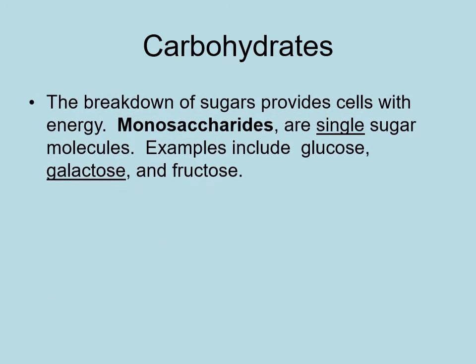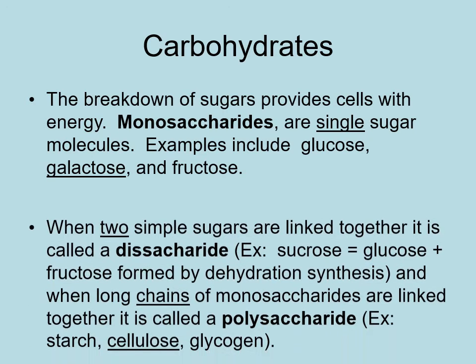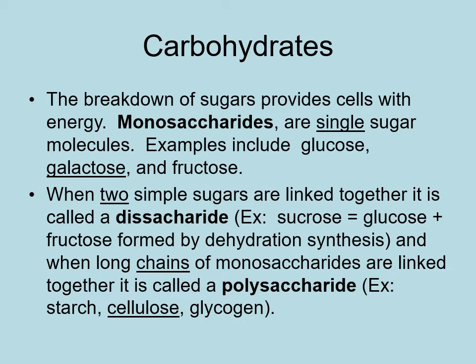Our breakdowns are into monosaccharides, mono meaning one and saccharide meaning sugar. So this is a single sugar molecule, and this can be glucose, galactose, or fructose. And when we get 2 of those sugars linked together, we get a disaccharide, di meaning 2. So we can get sucrose, which is glucose and fructose, and then we can get long chains making a polysaccharide, which can give us starch, cellulose, or glycogen.